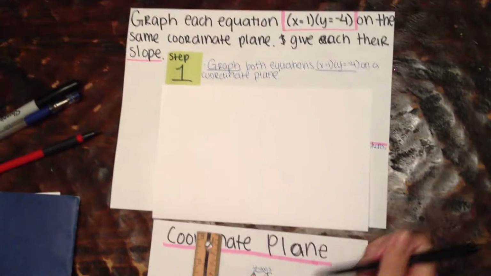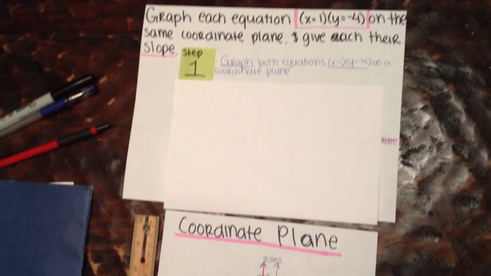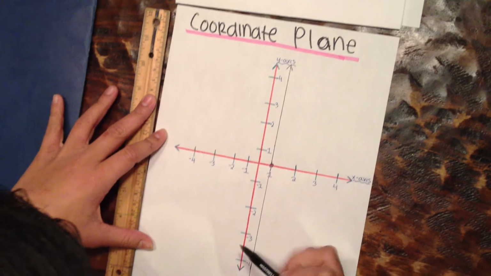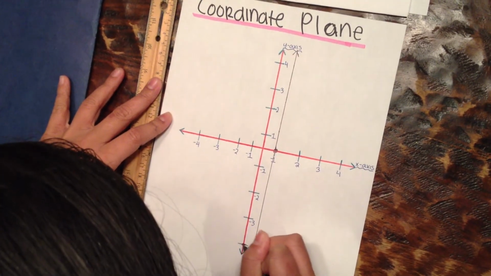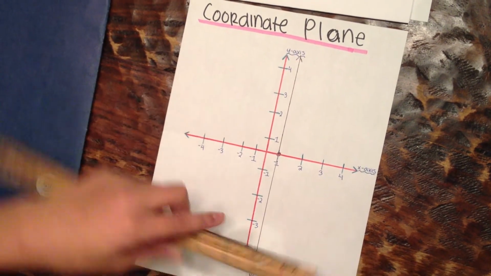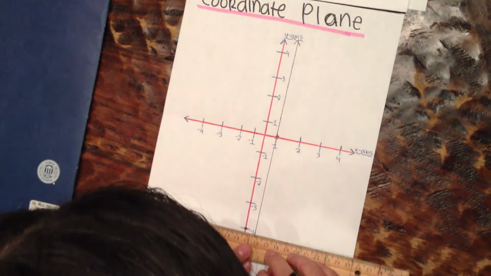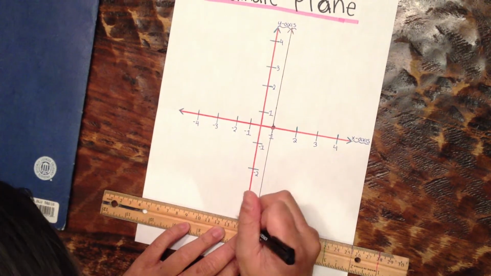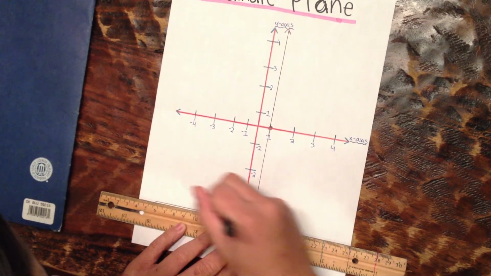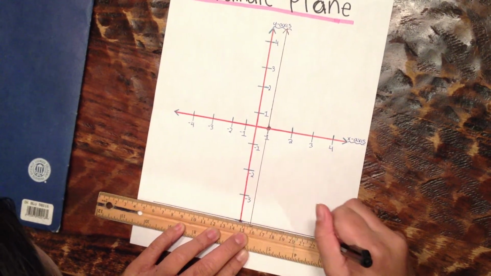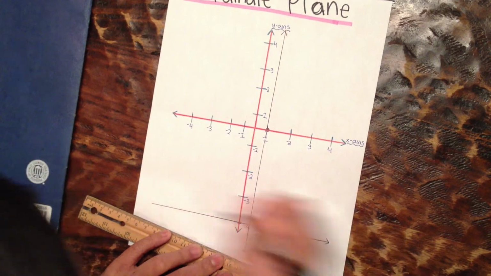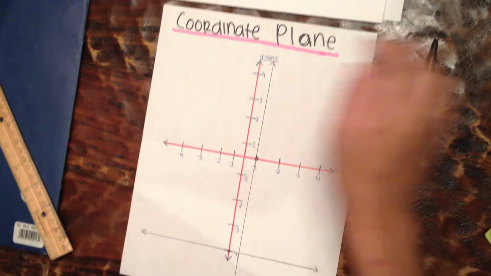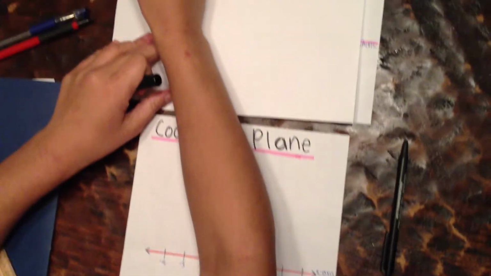And then y equals -4. Go to the y-axis, count down 4: 1, 2, 3, 4. Make your plot. Grab your straight edge. Draw your line. And there, you have completed step 1.